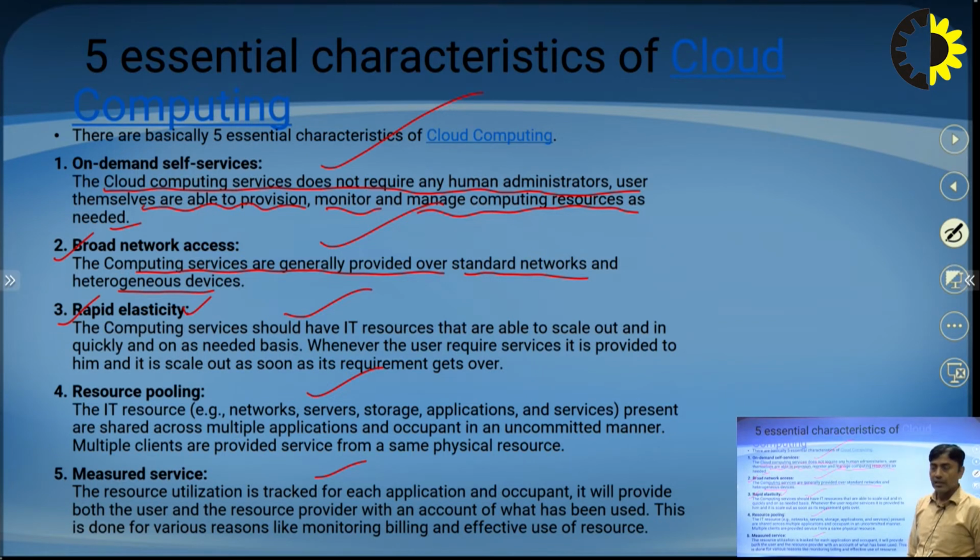Suppose the same case in your lab: if you want to add these services, what do you have to do? You have to purchase and maintain more GBs. You have to establish that in your lab, in your computer, and only then can you use it. But here that is not the case. So that is rapid elasticity.